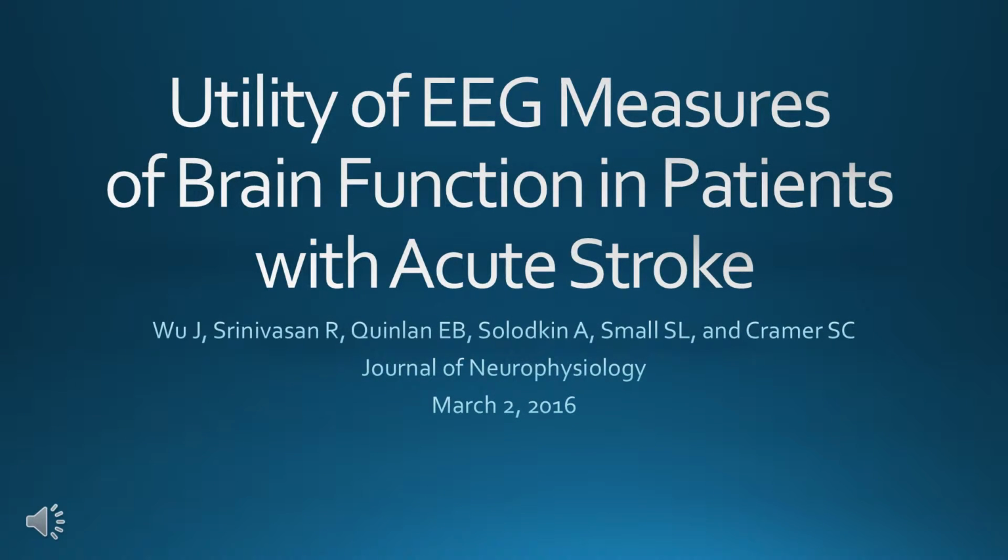The primary paper we're going to explore today is titled "The Utility of EEG Measures of the Brain Function in Patients with Acute Stroke" by Wu et al., published in the Journal of Neurophysiology in March of 2016.